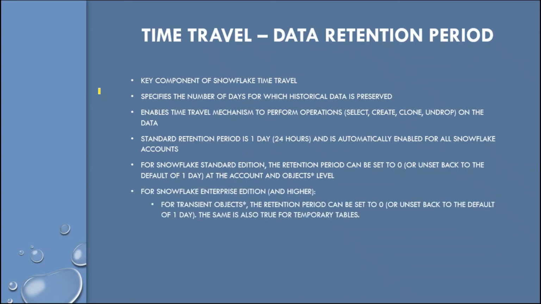But for Snowflake Enterprise Edition and higher, which includes Business Critical, the properties are different for transient objects and permanent objects. For transient objects, the retention period can be set to 0 or can be unset back to the default of 1 day. The same applies to temporary tables. But for permanent tables or objects, the retention period can be set to any value up to 90 days.